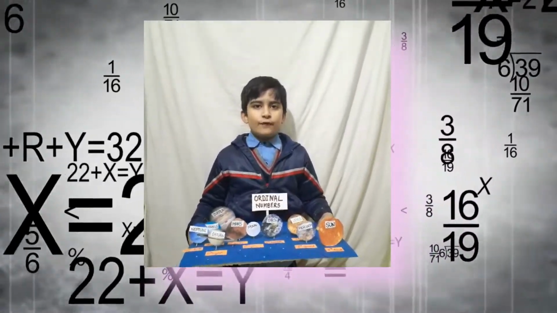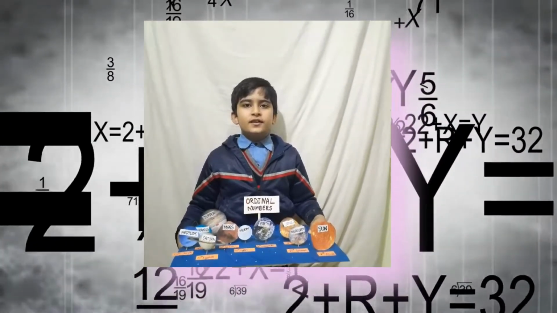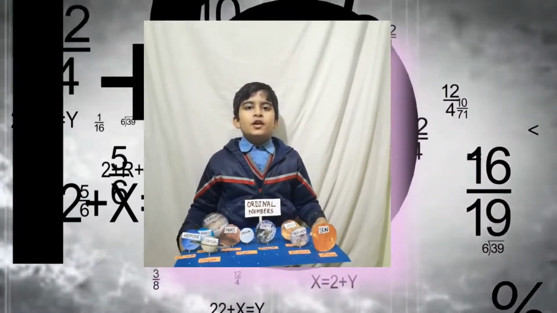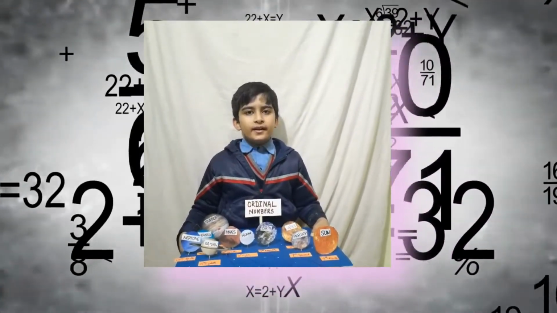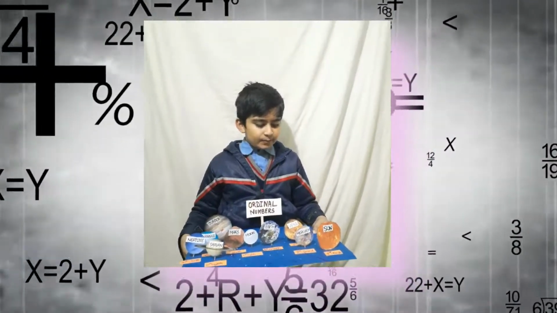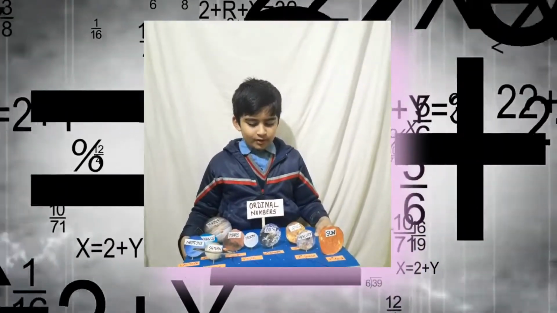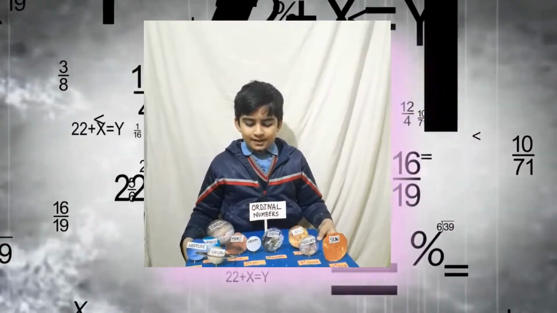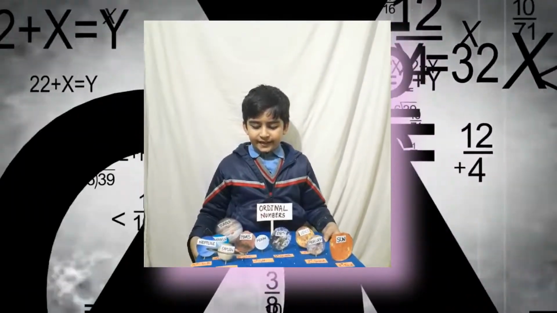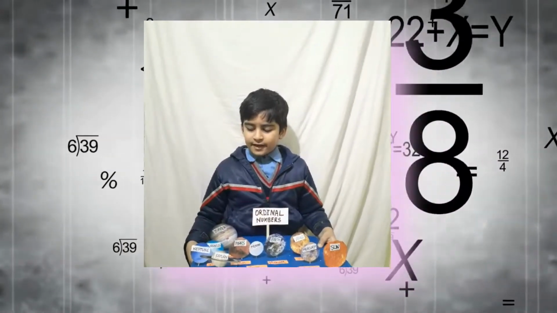Good morning everyone. This is my project of ordinal numbers. Ordinal numbers show the position and order of something. Here I use the solar system to show the ordinal numbers. Sun is the first position, second is Mercury, third is Venus, fourth is Earth, fifth is Moon, sixth is Mars, seventh is Jupiter, eighth is Saturn, ninth is Uranus, tenth is Neptune.